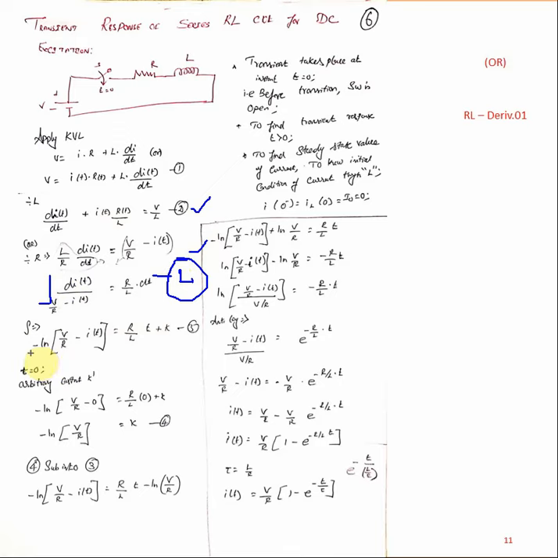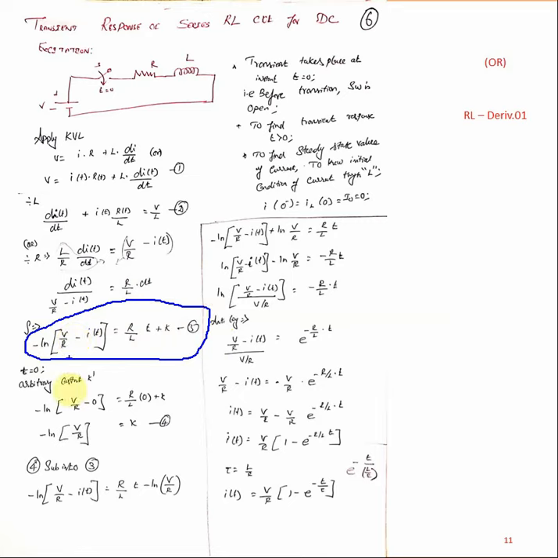ln of v by r minus I of t. Then why do they mention minus? Because of this, that's why minus ln v by r minus I of t is equal to, what about the integration here? R by L, a constant, integration of dt, so only t plus constant k. This is equation number 3.